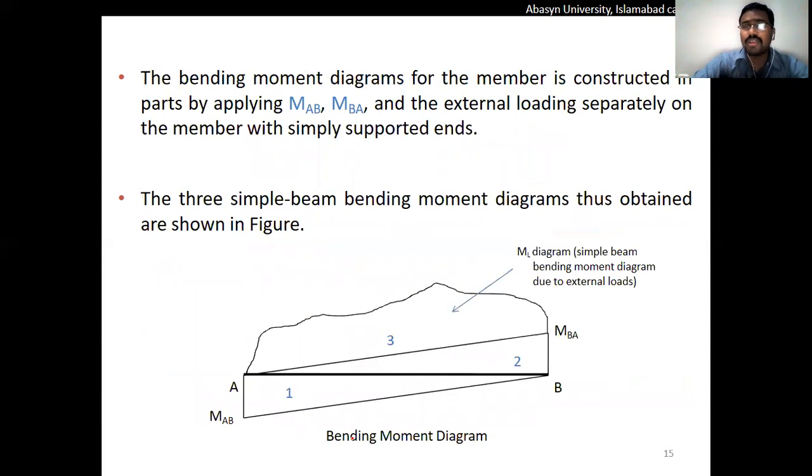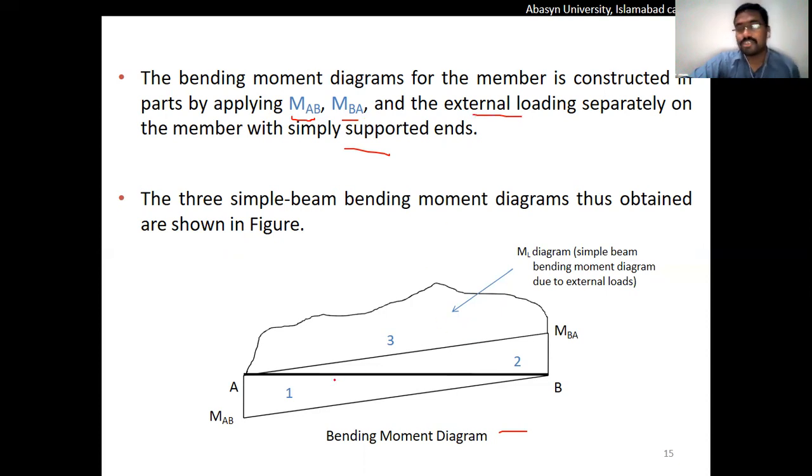So the bending moment diagram for the member is constructed by applying the moments MAB, MBA, and the external loading, which is basically the actual loading on the member, separately on the member with simply supported ends, and the diagram is shown here. These three simple beam bending moment diagrams will be obtained. First, the moment diagram due to MAB, the second will be the moment diagram due to MBA, and third will be due to the external loading.